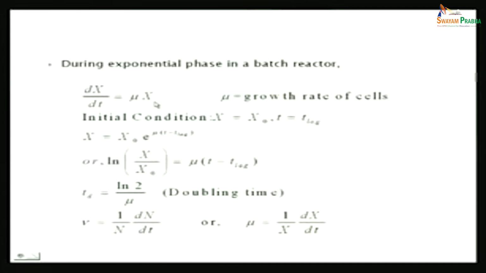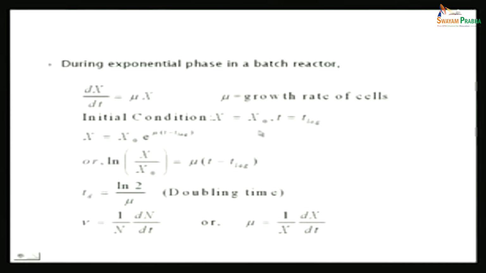What this means is that the more cells you start with, the more possibility that you will generate cells. Why is that? Because every cell would give rise to 2 cells through mitosis at each point of time. So if you start with 5 million cells, you expect to have 10 million. If you started with 10, you expect to have 20. So that's why it's linearly dependent, and you can integrate it like we have done before. After integration, you get x = x0 e^(mu(t - t_lag)).